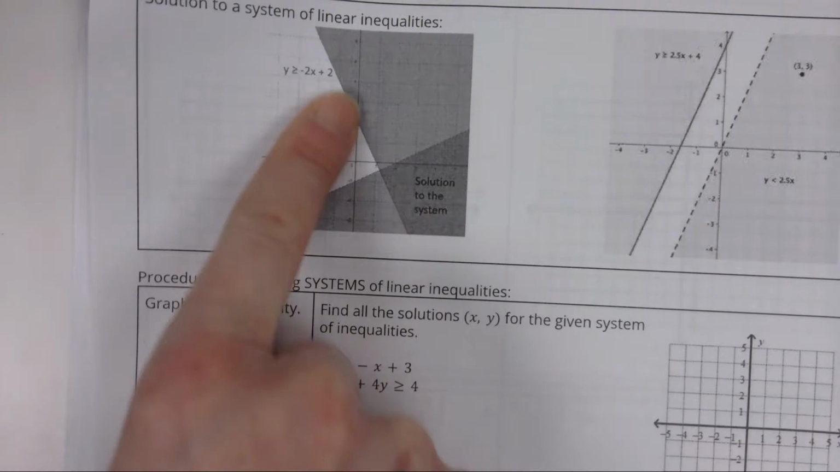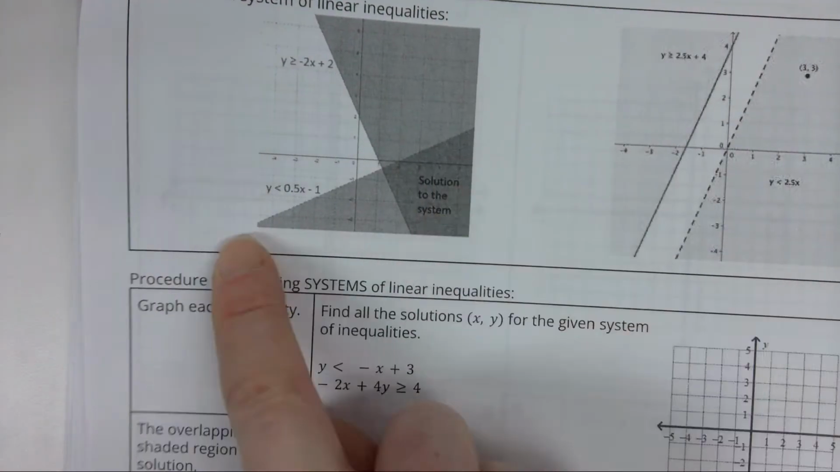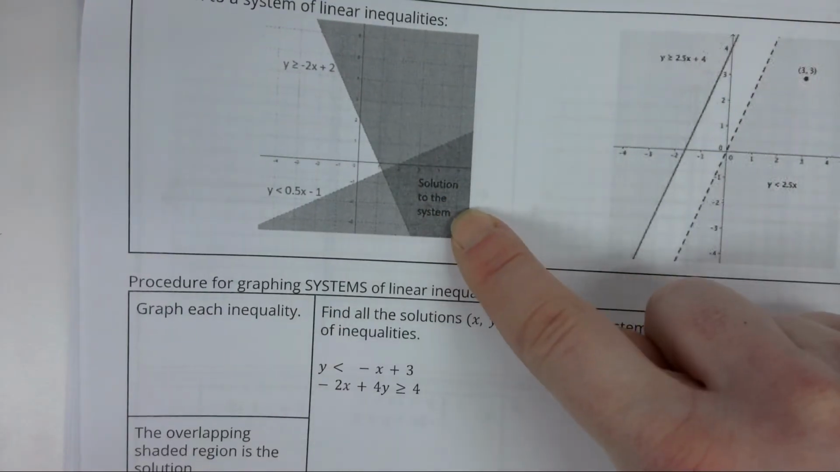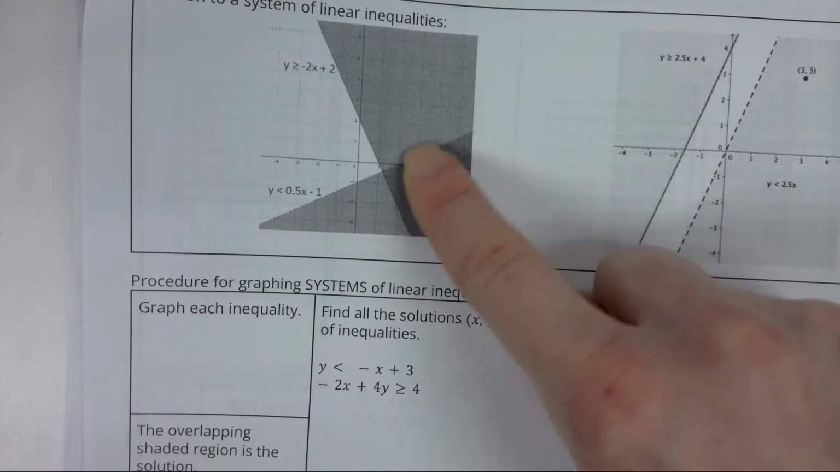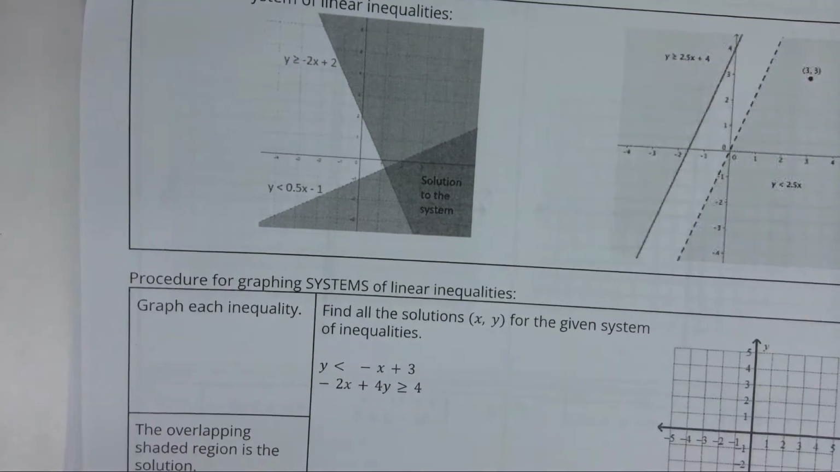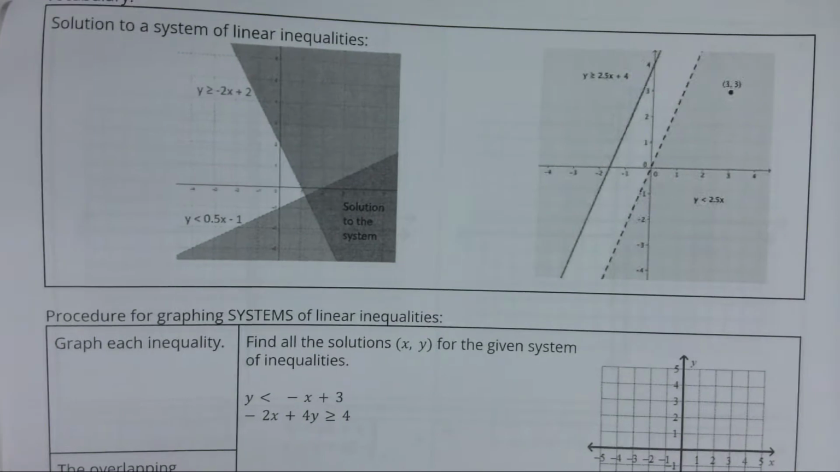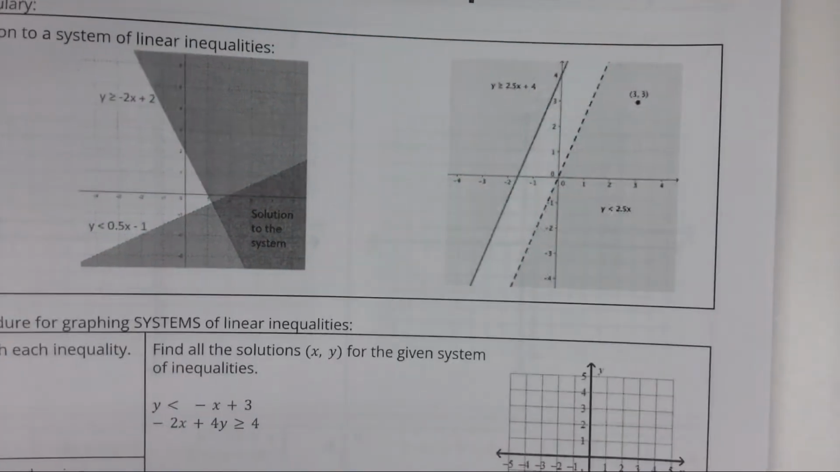On this line it's shaded above, and on this line it's shaded below. Do you see the darkest shaded region where they overlap? That's where the solution would be. What happens, do you think, if the lines are parallel? Let's look at that one.